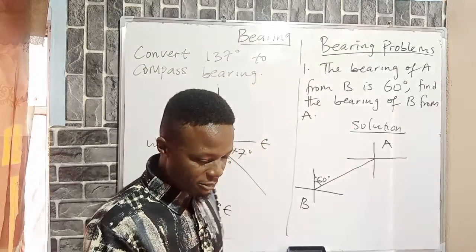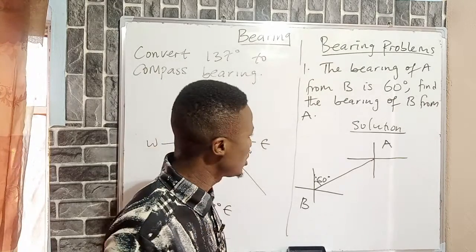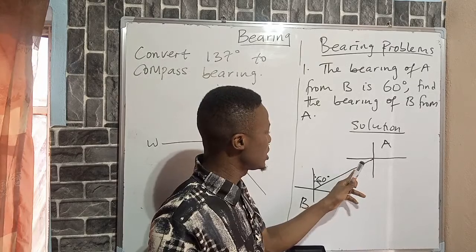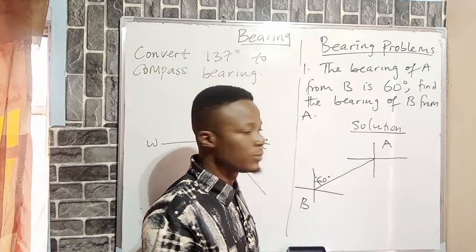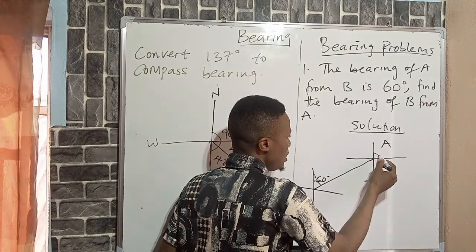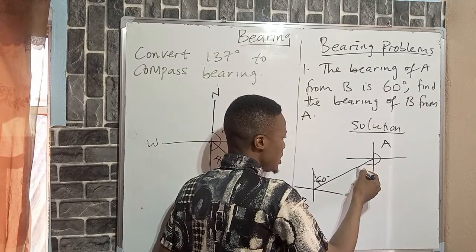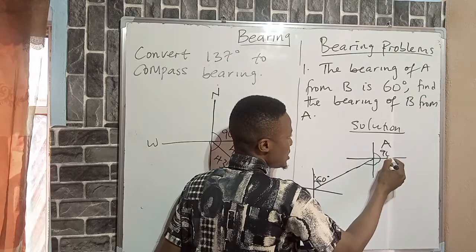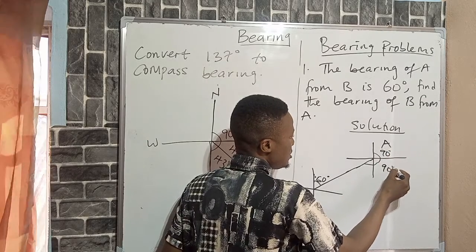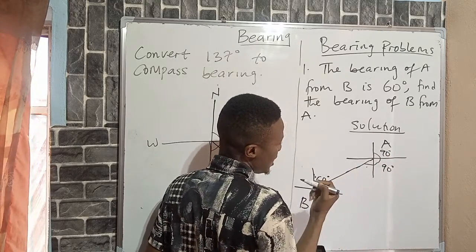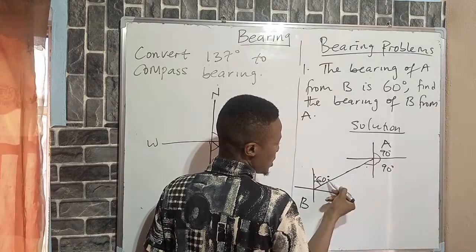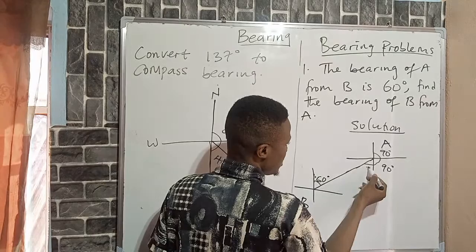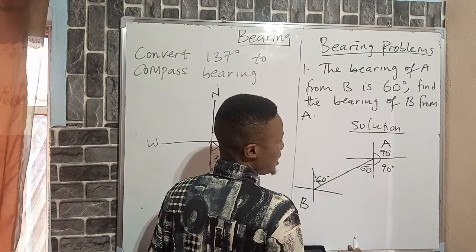The bearing of B from A, if you want to calculate it, begin the journey from the North Pole. Move in a clockwise direction until you touch this line going to B. You stop. Remember, every quadrant is 90 degrees. Here is 90 degrees. Here is 90 degrees. So what is this angle? There is what you call alternate angles, angles on opposite sides of a transversal line. So if here is 60, automatically here is 60 degrees.